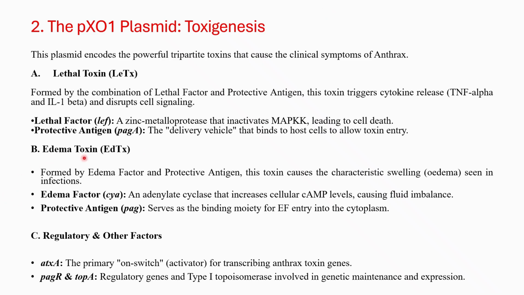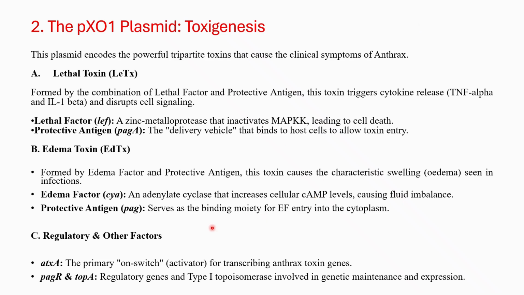The second complex is the edema toxin, or EDTX. This consists of edema factor and again the protective antigen. The edema factor is encoded by SIA and the protective antigen is PAG. Edema factor acts as a calmodulin-dependent adenylate cyclase, which increases cellular cyclic AMP levels and disrupts water homeostasis, leading to the characteristic swelling that we see in this disease. Note that in both cases the protective antigen acts as a binding modality, essentially serving as a key that facilitates the entry of the lethal and edema factor into the host cell cytoplasm.